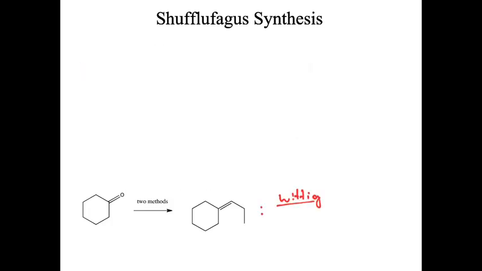If we do the Wittig, we're now adding 1, 2, 3 carbons. 3 carbons will make it a halide, with triphenylphosphine, then butyl lithium, and then cyclohexanone. Everybody get that? Did I do that right? Okay. What's the second method?